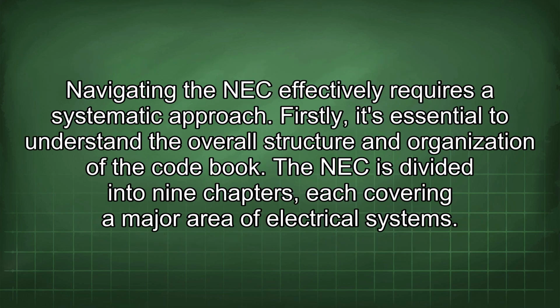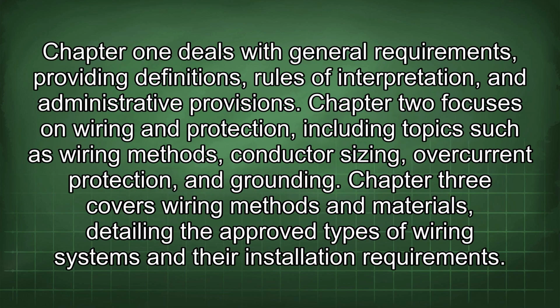Navigating the NEC effectively requires a systematic approach. Firstly, it's essential to understand the overall structure and organization of the code book. The NEC is divided into 9 chapters, each covering a major area of electrical systems. Chapter 1 deals with general requirements, providing definitions, rules of interpretation, and administrative provisions.